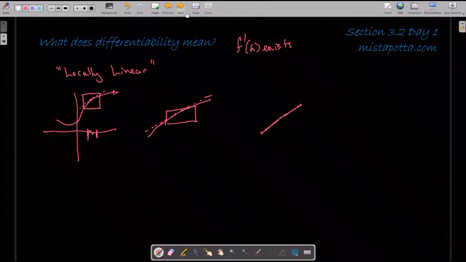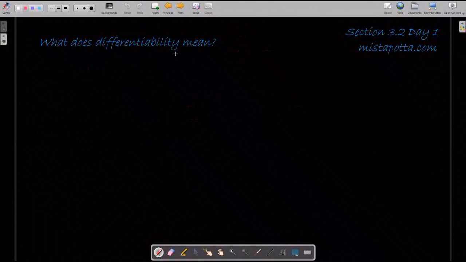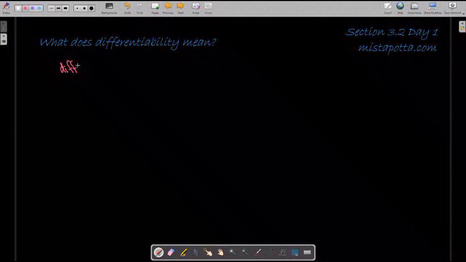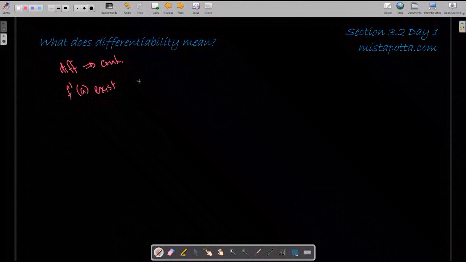But the other thing that we have for what does differentiability mean is that if a derivative exists, differentiability implies continuity. In other words, if I know that the derivative exists at a particular point a, then I know that f is continuous at that point.